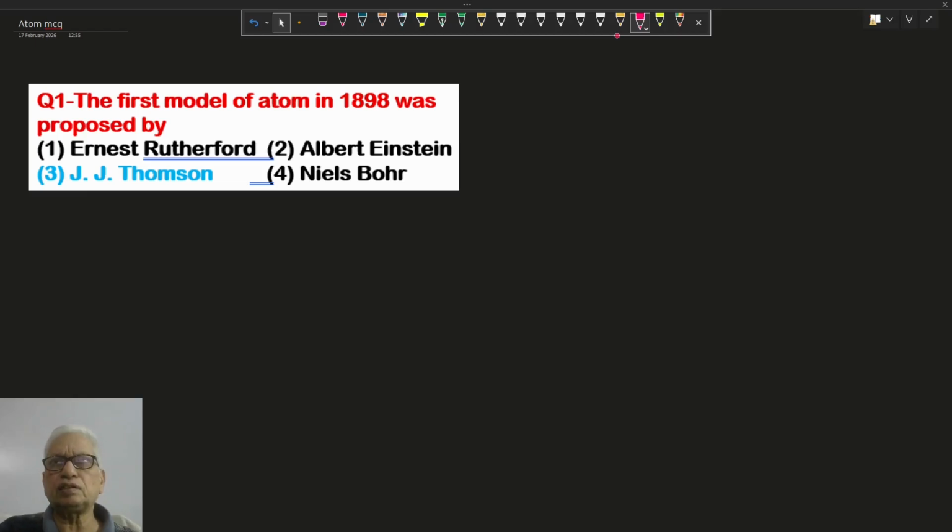The first model of the atom was proposed by J. J. Thomson. Option 3.